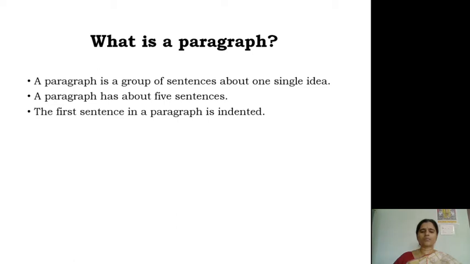The first sentence in a paragraph is indented. So when you are starting to write a paragraph, you have to indent the first sentence. That means you have to leave a tab space and then start writing the paragraph. These are the 3 things which you have to remember when you are constructing a paragraph. Let us see with an example.